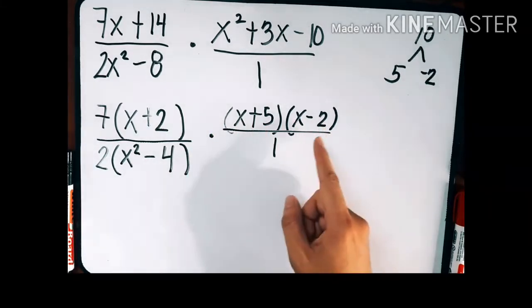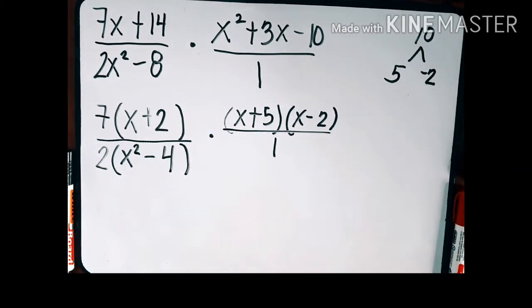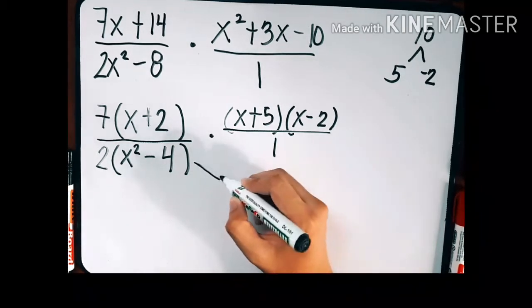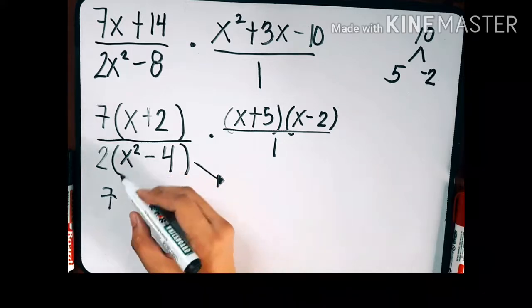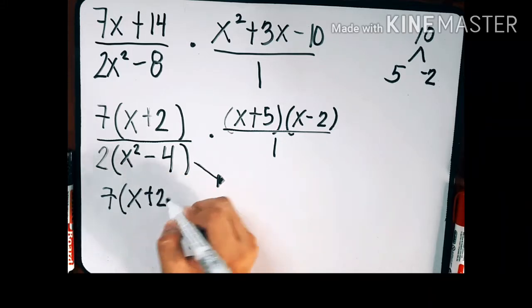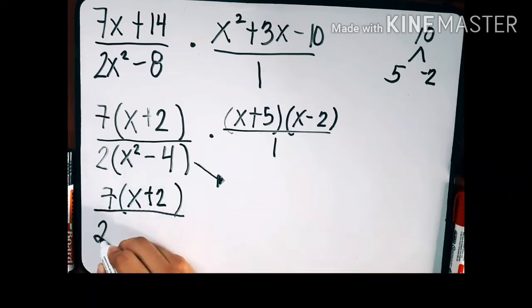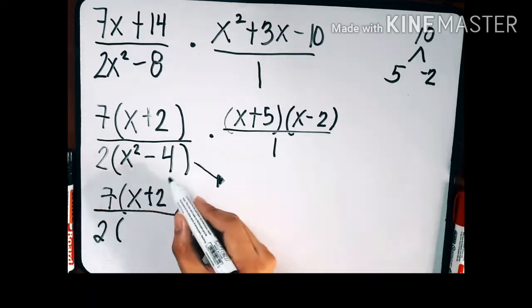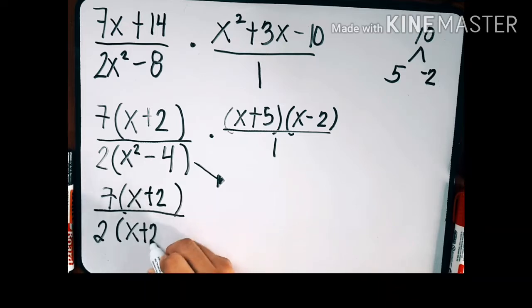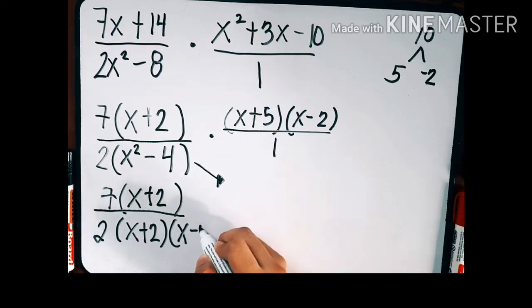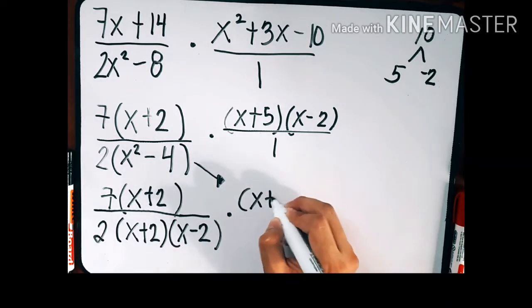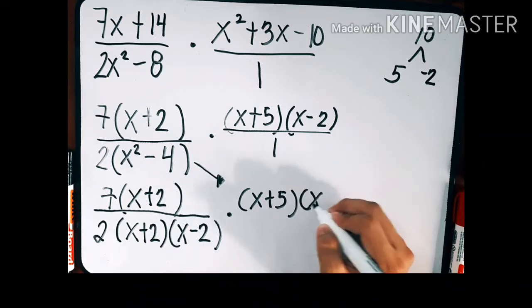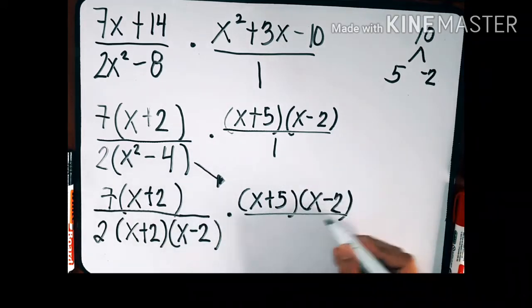Ngayong na-factor out na natin silang lahat, una, mapapansin mo na ito, pwede pa natin siyang i-factor since ito ay difference of a square. So, factor out muna natin 7 times x plus 2 and 2 multiplied by, since difference of a square ito, it's x plus 2 and x minus 2 multiplied by x plus 5 and x minus 2 over 1.